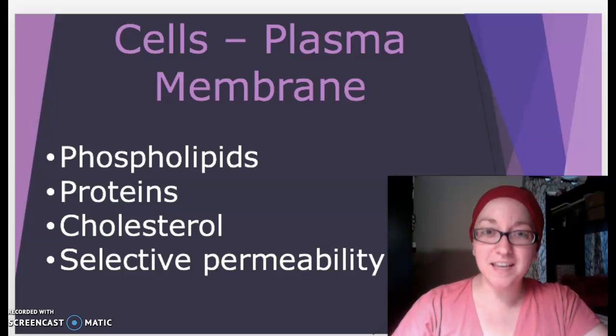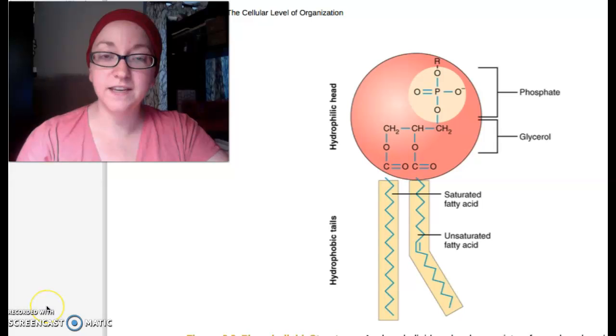Let's talk about cells, specifically the cell membrane or the plasma membrane. So we're going to talk about the components of that, starting with the phospholipids, and then proteins, cholesterol, and then this concept of selective permeability. Let's get started. Here's an image of a phospholipid.